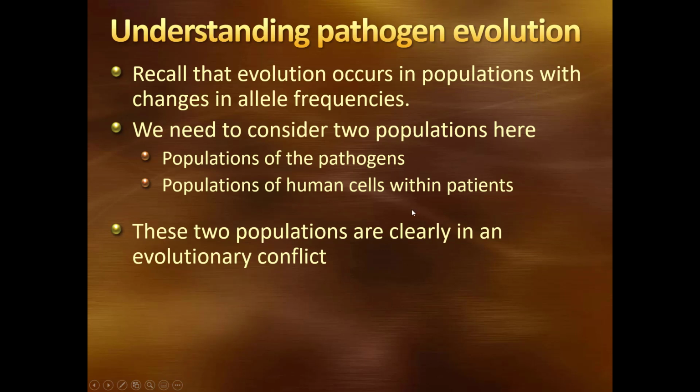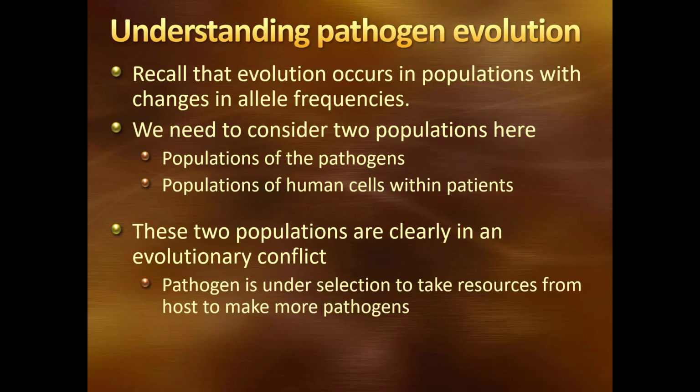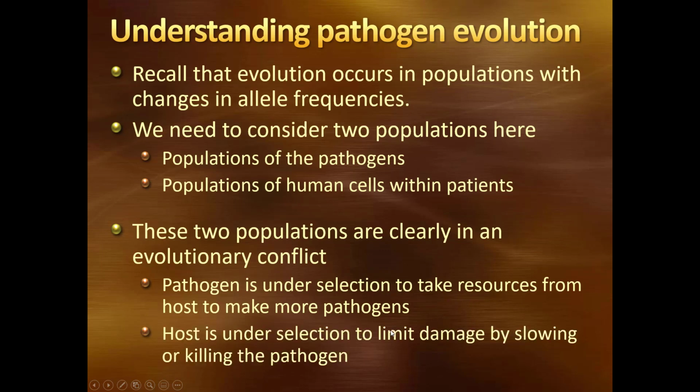These two populations are clearly going to be in an evolutionary conflict, because what is best for the pathogen is clearly not what is best for the patient. The pathogen is under selection to reproduce very rapidly, and in doing so, by nature, because it is a pathogen, it's going to take resources from the host to be able to make those. And then, of course, the host is under selection to limit the damage by slowing or killing that pathogen. So we definitely see this evolutionary conflict.